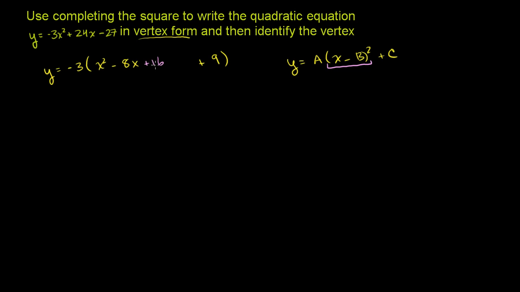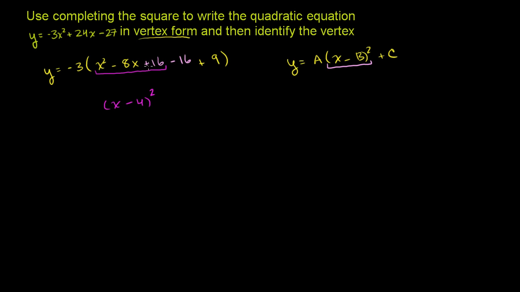But you can't just willy-nilly add a 16 there. You would either have to add a similar amount to the other side, and scale it by the negative 3 and all of that. Or you can just subtract a 16 right here. I haven't changed the expression. I'm adding a 16, subtracting a 16. I've added a 0. But what it allows me to do is express this part of the equation as a perfect square. That right there is x minus 4 squared.